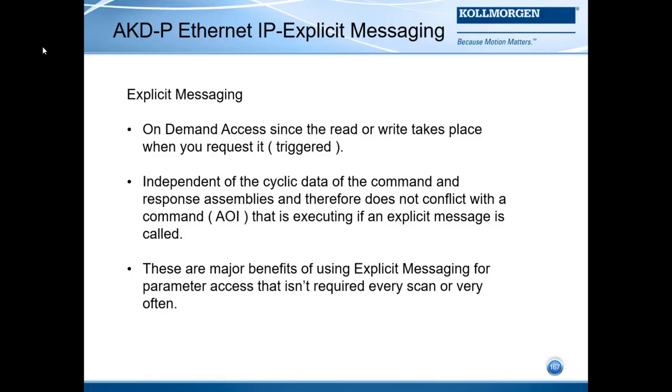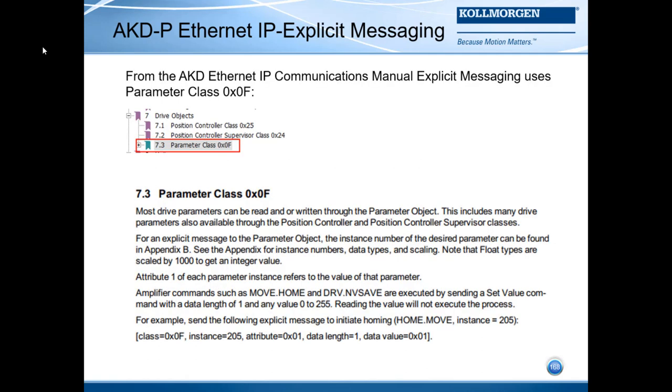Explicit messaging is on-demand access, since the read or write takes place when you request it or when it's triggered. It's independent of the cyclic data of the command and response assemblies, and therefore does not conflict with a command, such as an add-on instruction that is executing, if an explicit message is called. These are major benefits of using explicit messaging for parameter access that isn't required every scan or very often.